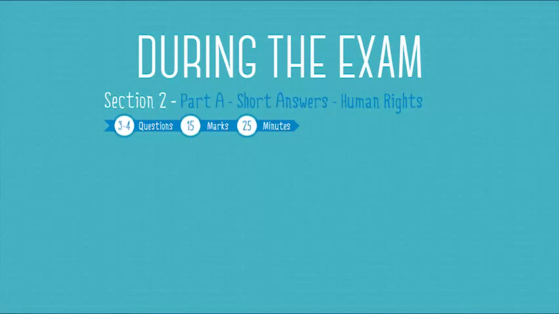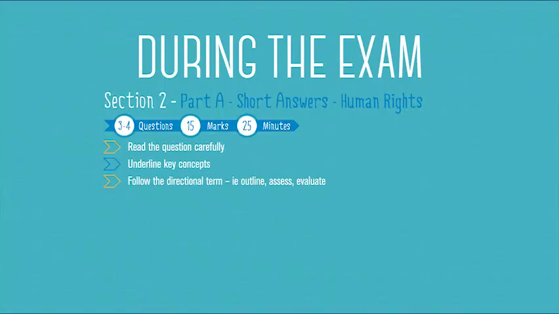In terms of the short answer questions in relation to human rights, there'll be 3 or 4 questions, and they're worth 15 marks in total. So this, as I said, should take about 25 minutes. You need to make sure again that you read the question carefully and underline the key concepts. Follow the directional term. Make sure that if the question says outline, you sketch in general terms. If the question says evaluate, it means you need to make a judgment based on criteria. So it's important that you do what the question says.